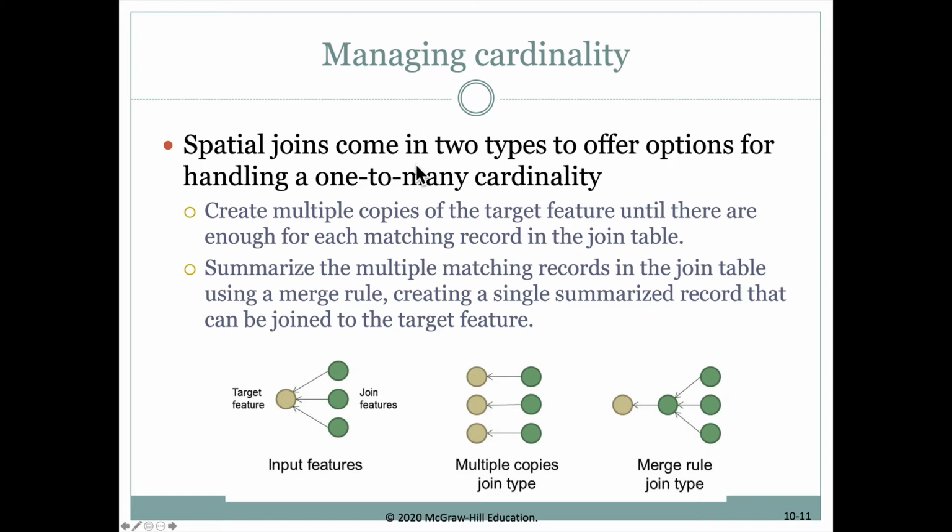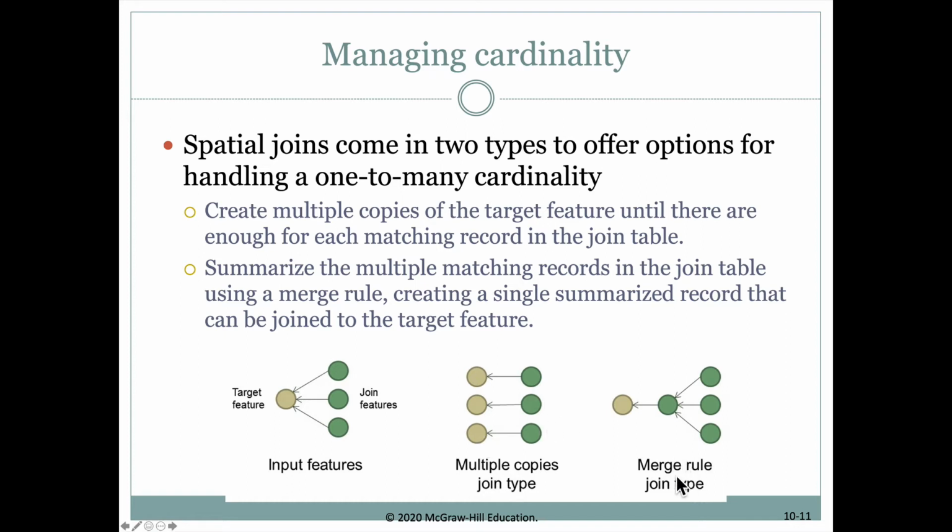So we need to manage this, we need to deal with this, and there's two different ways to do that if we have a one-to-many cardinality. In this case we have a one, like the state of Washington, and then all of the counties within the state of Washington are the join features. One way is the target feature, Washington. We can make multiple copies of that. So we can make, in this case, 3 different copies of the state, and then each one of those counties maps to a different row in the attribute table and a different feature on the map.